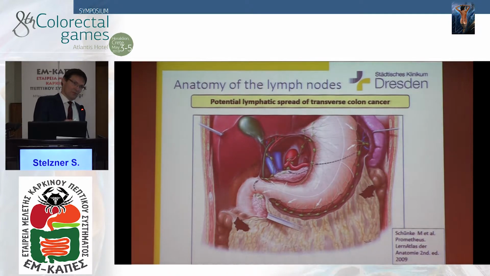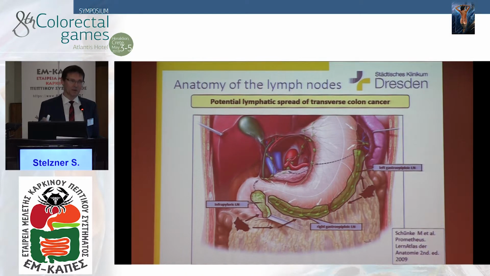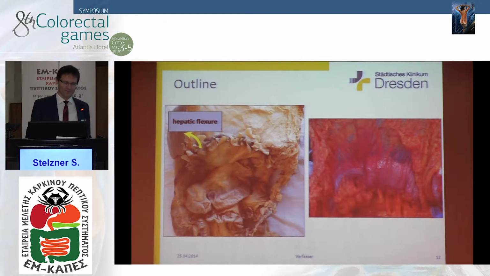We can separate the two, but if we speak about transverse colonic cancer, as I've said, there might be potential pathways for lymphatic spread, and for that reason, there is a chance that lymph nodes in the foregut compartment along the greater curvature are involved as well. And that's why we have to remove the greater omentum if we deal with colonic cancer of the transverse colon or of either of the flexures.